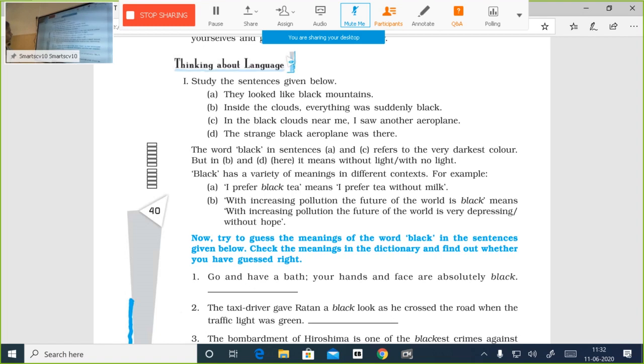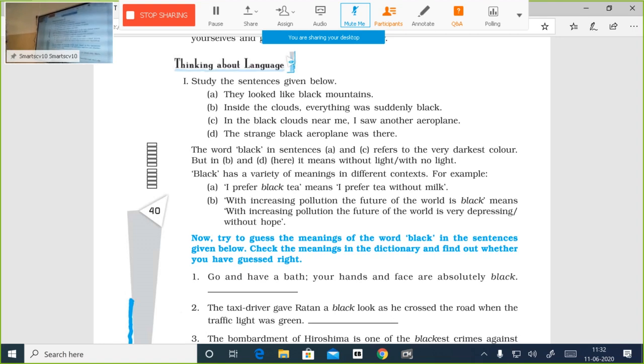Study the sentences given below. A. They look like black mountains. B. Inside the clouds, everything was suddenly black. C. In the black clouds near me, I saw another aeroplane. D. The strange black aeroplane was there.